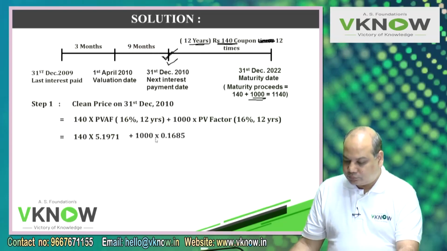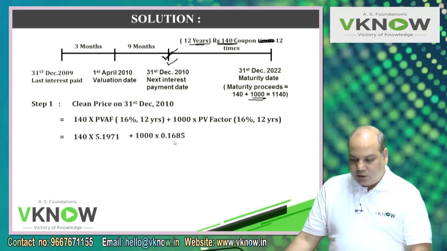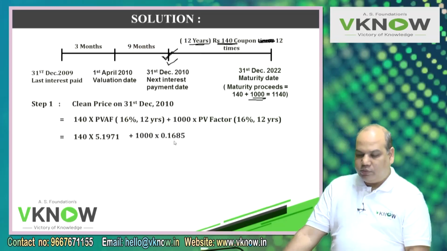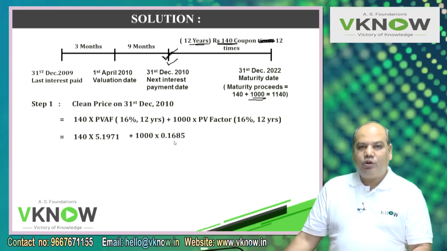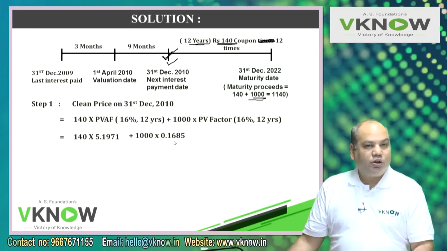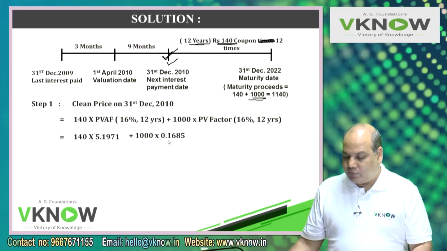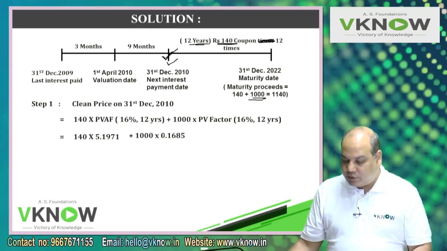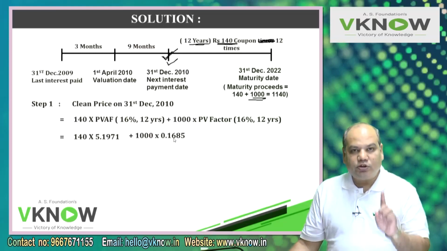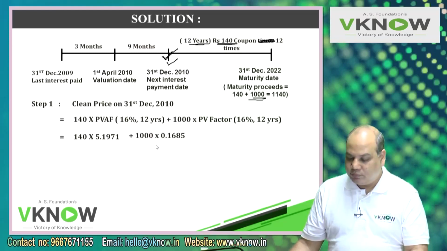And plus 12th year factor. 12th year factor is 1 divided by 1.16 equal to 12 times. The 12th factor is 0.1685. So this is the present value of remaining coupons plus present value of redemption value. This is what we have written in step 1. Solve. The final answer would be 896.10.